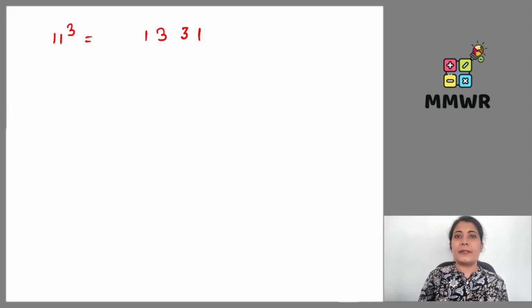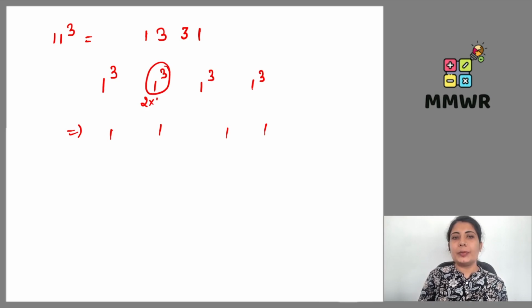We have a specific pattern here. We simply have to take the cube of both the digits. Everywhere in four columns we will be writing: the first digit is 1, the second digit is also 1. Everywhere we will write 1 cube, which is 1 only. Then here we have to write twice of this number. Here we have 1 cube, that means 1, and twice of 1, so this gives me 2, 2.